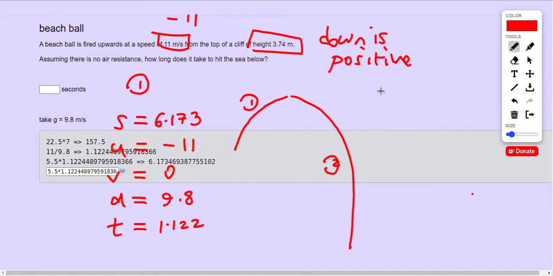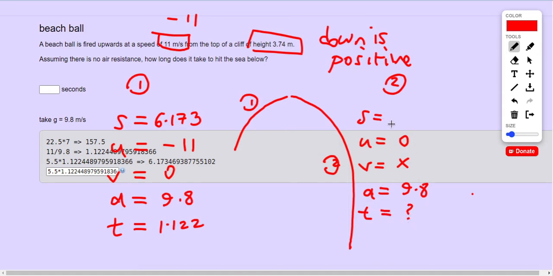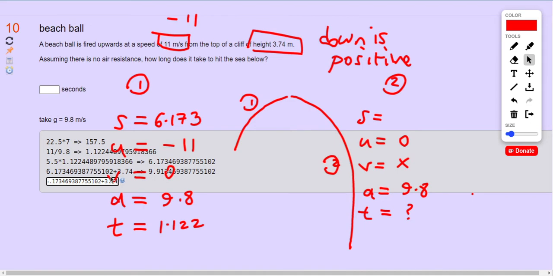Now, the second part is on the way back down. It's falling from an initial speed of 0, and that makes life a lot easier, as you'll see. I want to know how long it will take. To find out the distance that it will fall, I first add my 6.173 to the height of the cliff. So I take this and I add 3.74. So it's falling a height of 9.913.